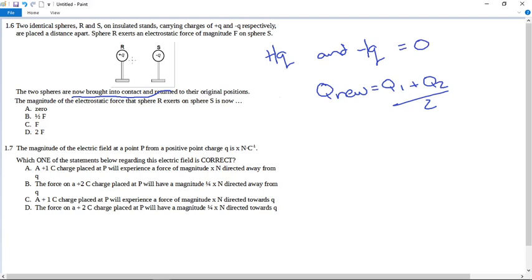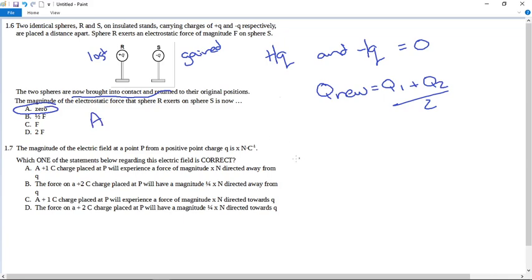These two spheres, when they touch, they are going to neutralize each other because the one has got exactly the same number of electrons gained and the other one's got exactly the same number of electrons lost. So R lost electrons, S gained electrons, but they lost and gained the same number because the charge is the same. So plus Q minus Q gives you 0. If there is no charge, there can be no force. So the answer here is A.